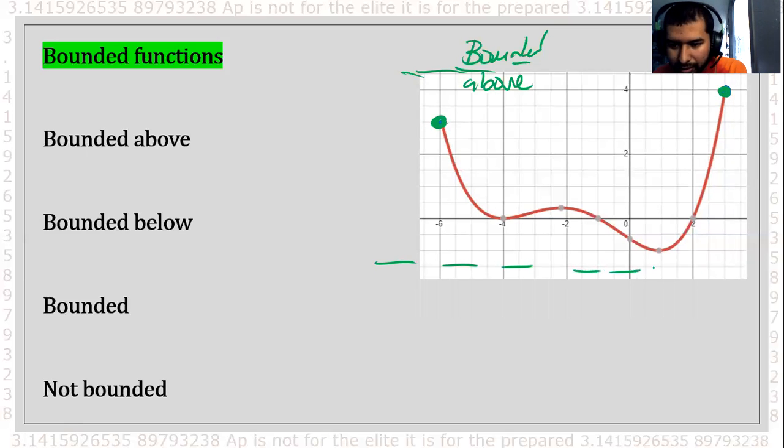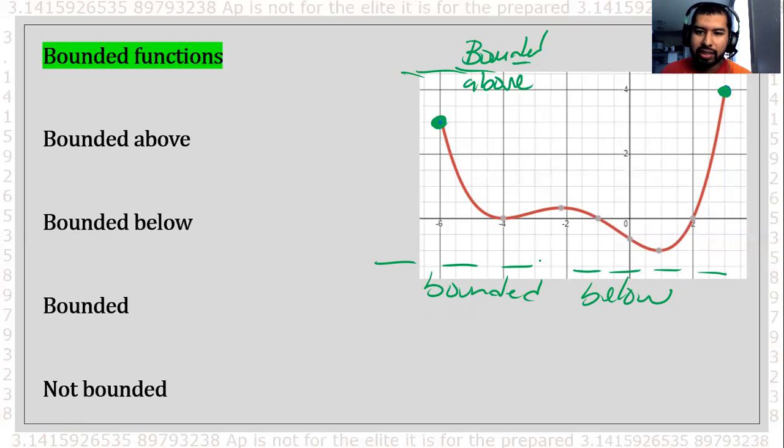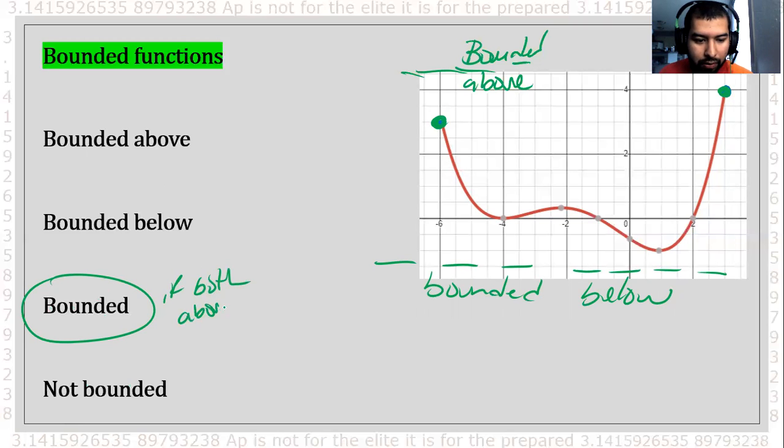If the function does not cross it, it is bounded below. So we can see that if it's bounded above and bounded below, automatically it's bounded. So you just have to write this: bounded, if it's both above and below, it is automatically, oh, that's all you have to say, bounded.